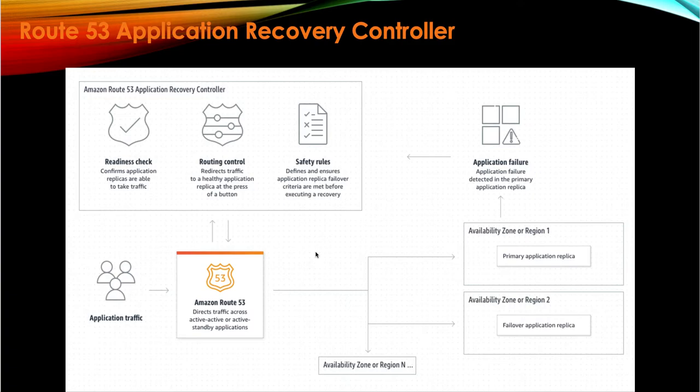Third is safety rules. Safety rules are guardrails which you can put in place before failing over to your replica region. You can say that these criteria should be met before you are failing over to another replica. So these are the three components which we will be talking about in detail in upcoming slides and in the demo as well.